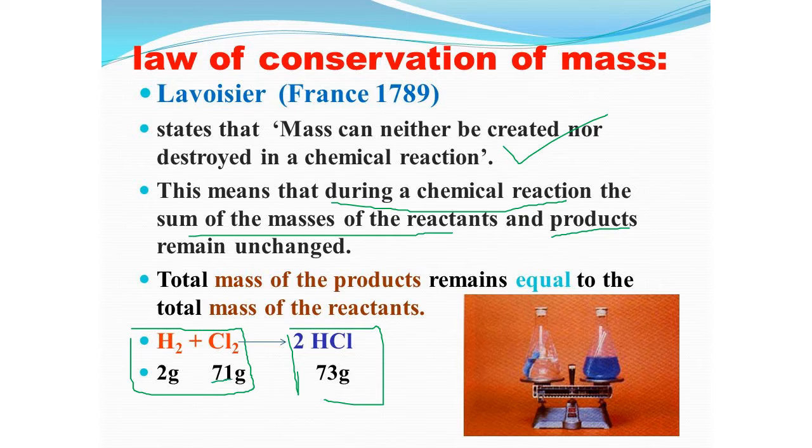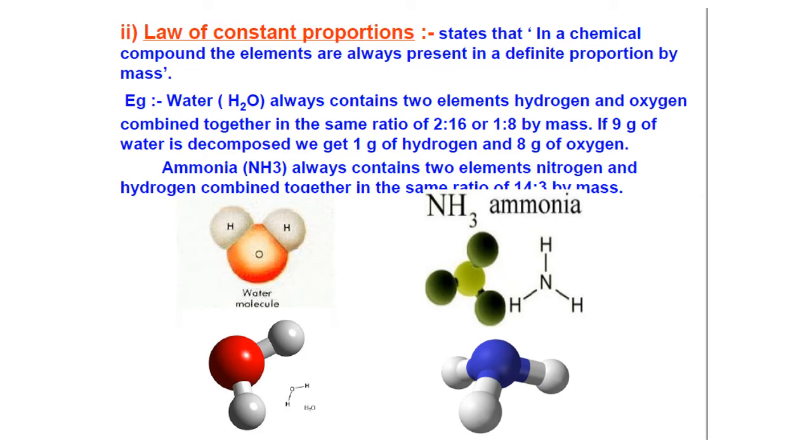For example, 71 gram plus 2, it will be 73 gram. So product formed will also be 73 gram. So what does it mean? The mass of the product remains equal to the mass of the reactant.